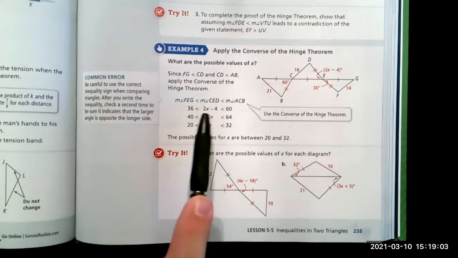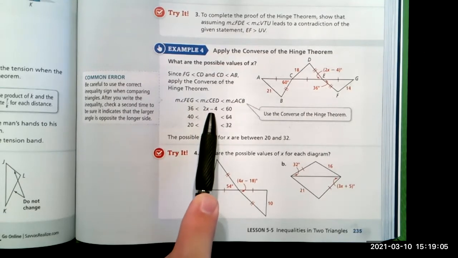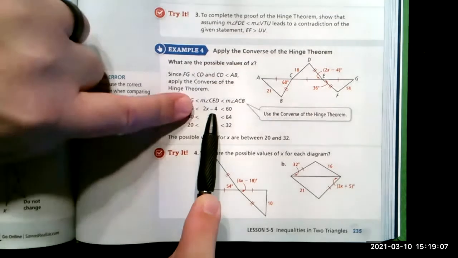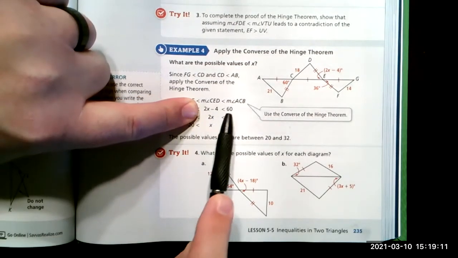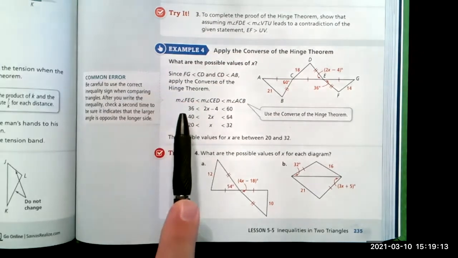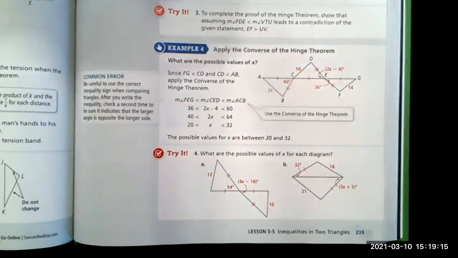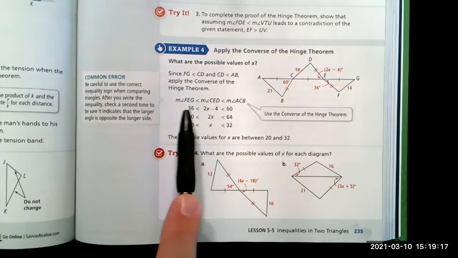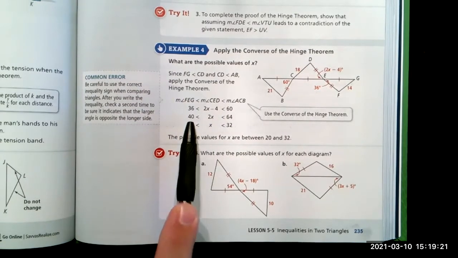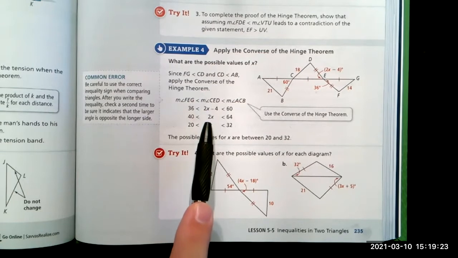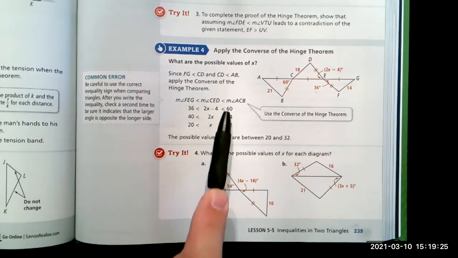If this was 2x minus 4, I'm going to add 4. Keep in mind that if it was 2x minus 4 is less than 60, I would add 4 to both sides. But because we have a 3-part inequality, I need to add 4 to all 3 parts. So 36 plus 4 is 40. 2x minus 4 plus 4 is 2x. 60 plus 4 is 64.